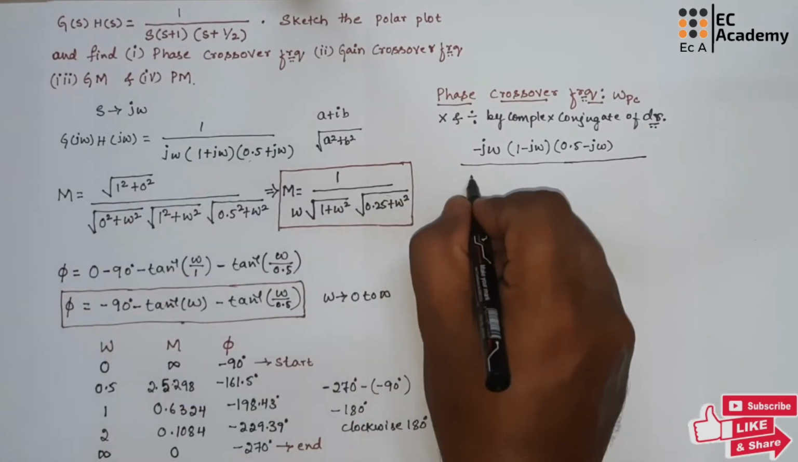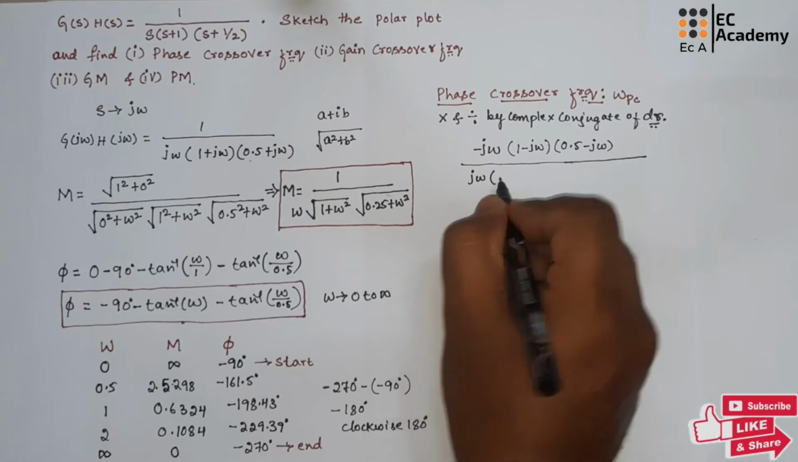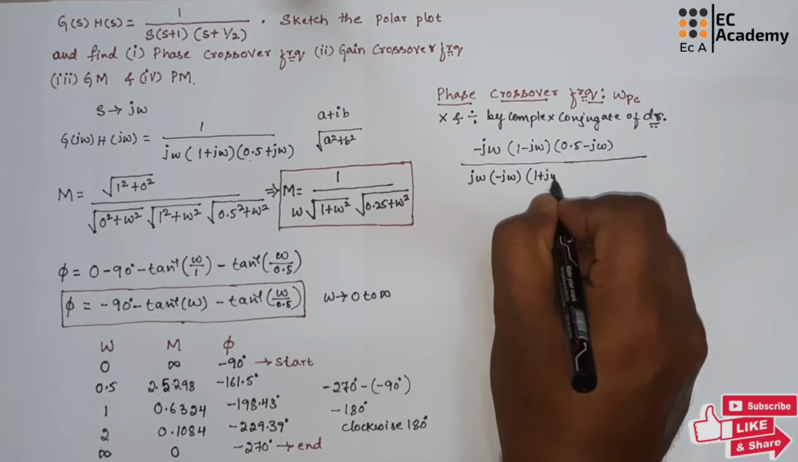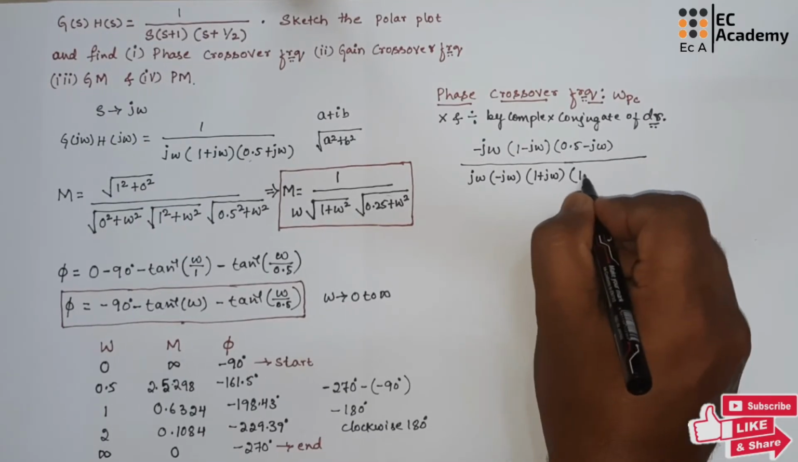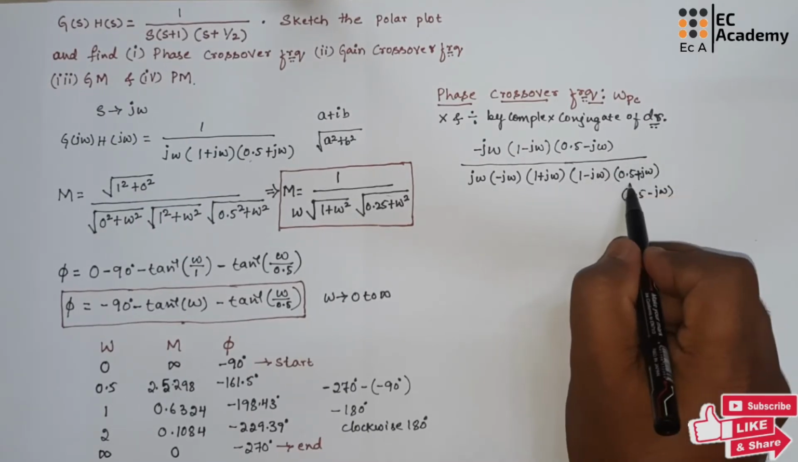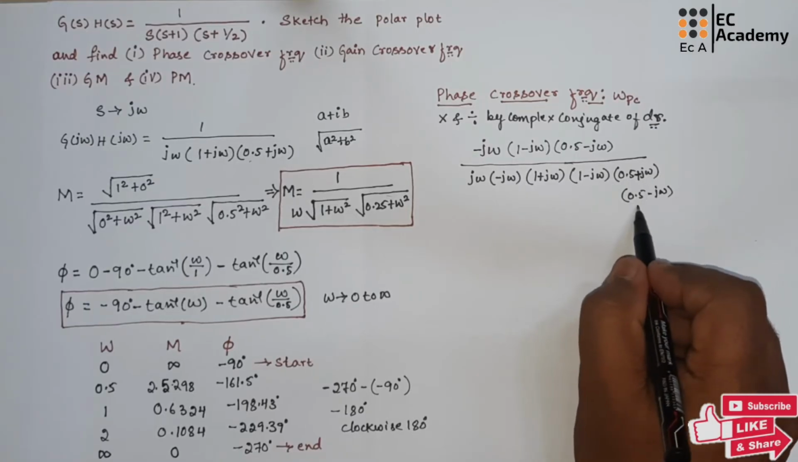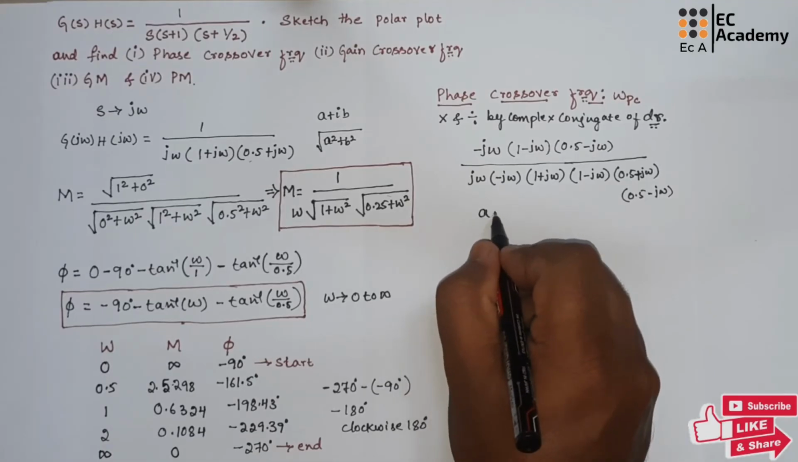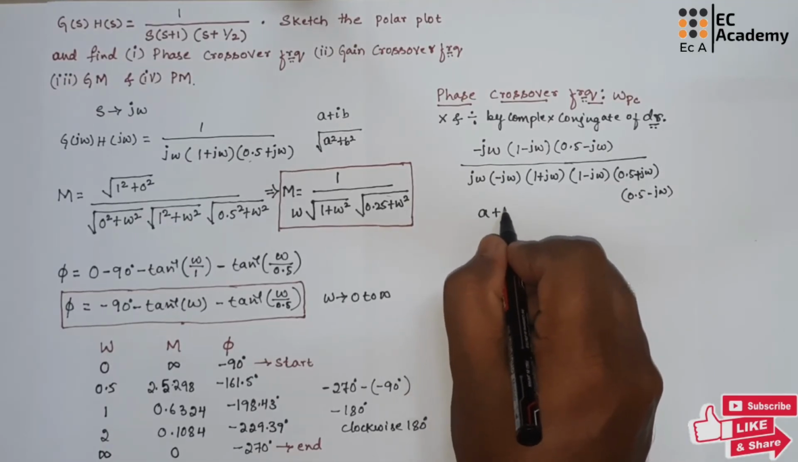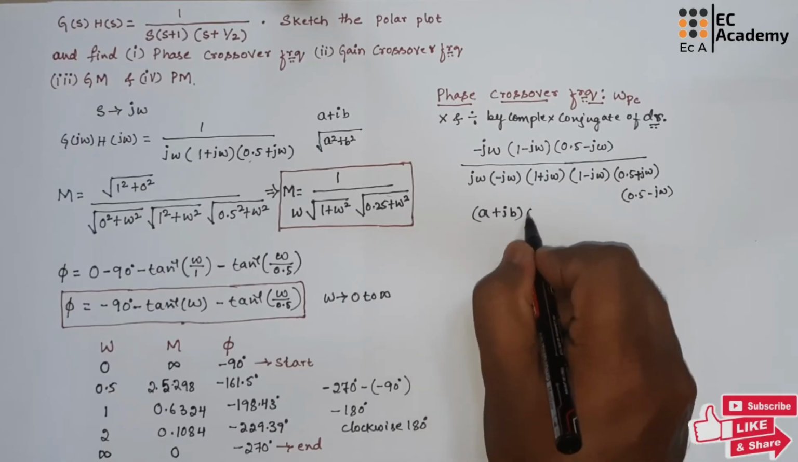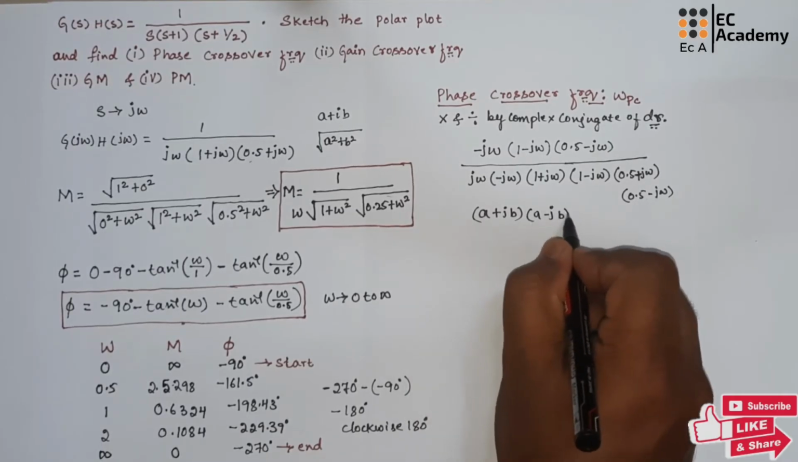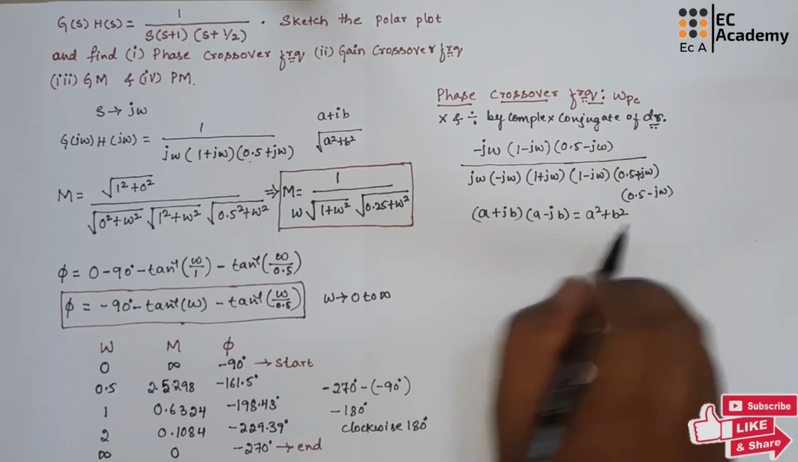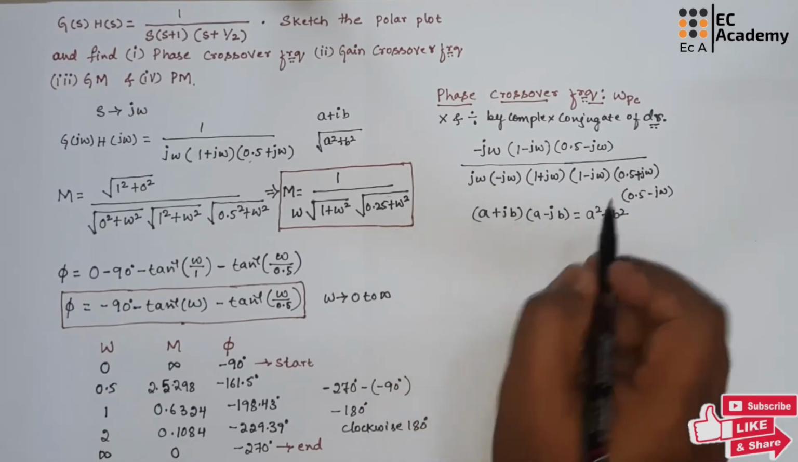we need to take j omega and multiply it with its complex conjugate minus j omega, then we need to take 1 plus j omega and multiply it with its complex conjugate 1 minus j omega, then we need to take 0.5 plus j omega and multiply it with 0.5 minus j omega. You need to remember that if the equation is in the form a plus jb into a minus jb, we can write this as a square plus b square. So using this equation, let us simplify the above expression.